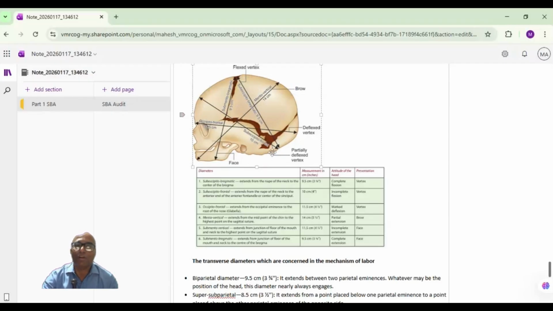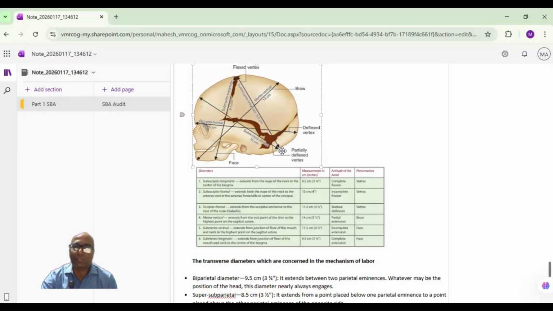Then you have the suboccipitofrontal. It extends from the nape of the neck to the anterior end of the anterior fontanelle, or center of the sinciput. This is the occipitofrontal, this is the suboccipitobregmatic, and this is the suboccipitofrontal.